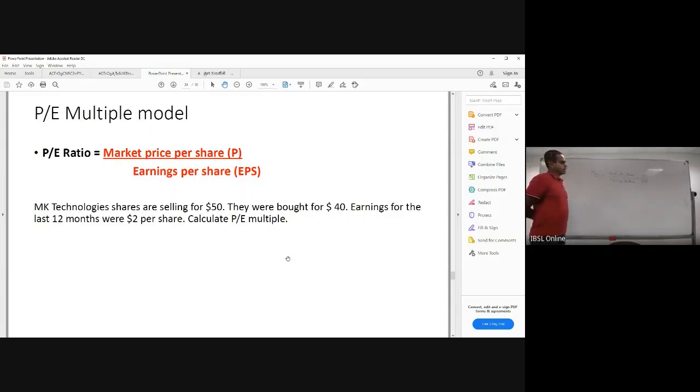Then if you take the other way around, earnings per share divided by price, the inverse, it gives you an idea of how much profit this particular investment generates for every rupee that you invest. Every rupee that is invested, what profit does it generate?